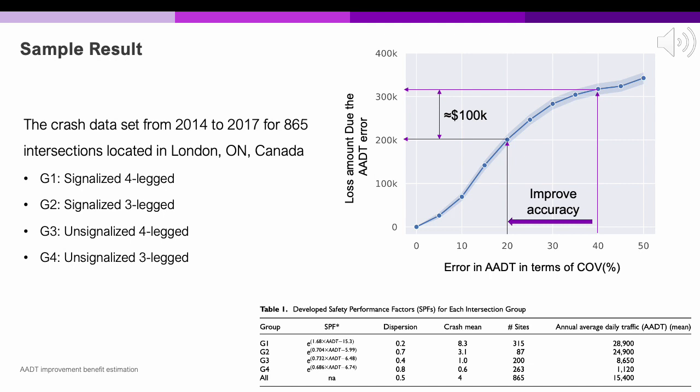And the y-axis shows how much cost we are going to lose given that much error in our AADT data. We can use this graph to identify the monetary benefit of improving the accuracy of the AADT data. For instance, if we estimate that currently there is about 40% error in our AADT data, then reducing it to 20% will save us about $100,000.